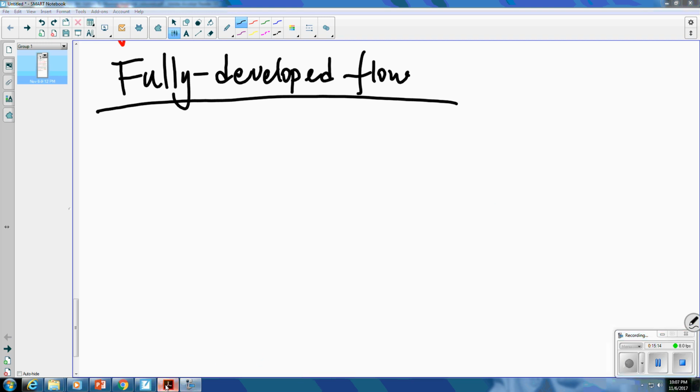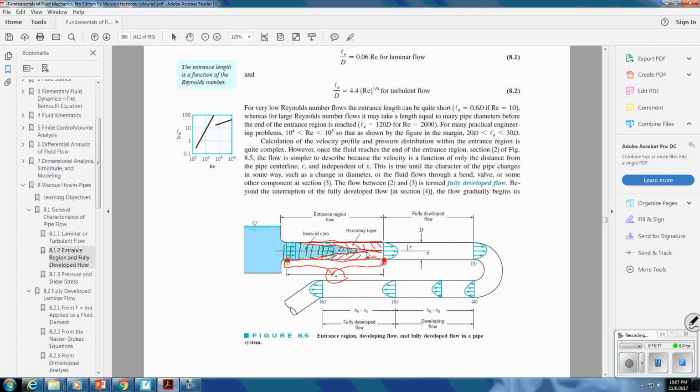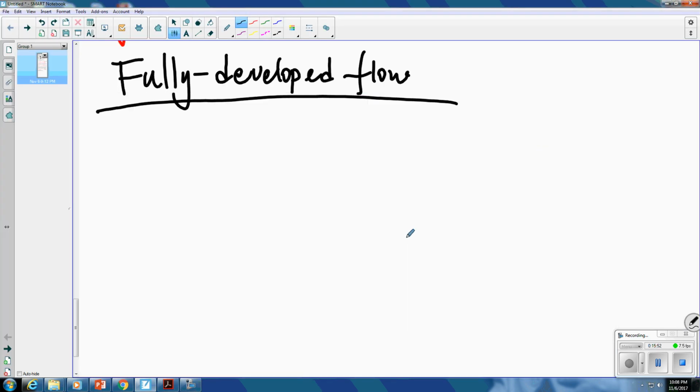Next, fully developed flow. Let's bring up the book. After the entrance region, your flow is going to be very stable, fully developed flow. Sometimes there are little disturbances going on in your flow field, and then your flow might go through a region called developing flow, and go back to fully developed flow again. This is what usually happens in fully developed flow.